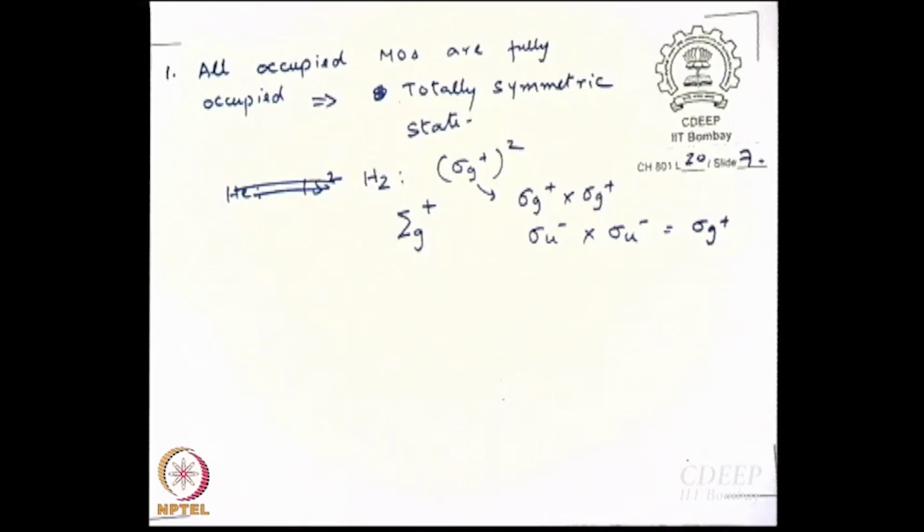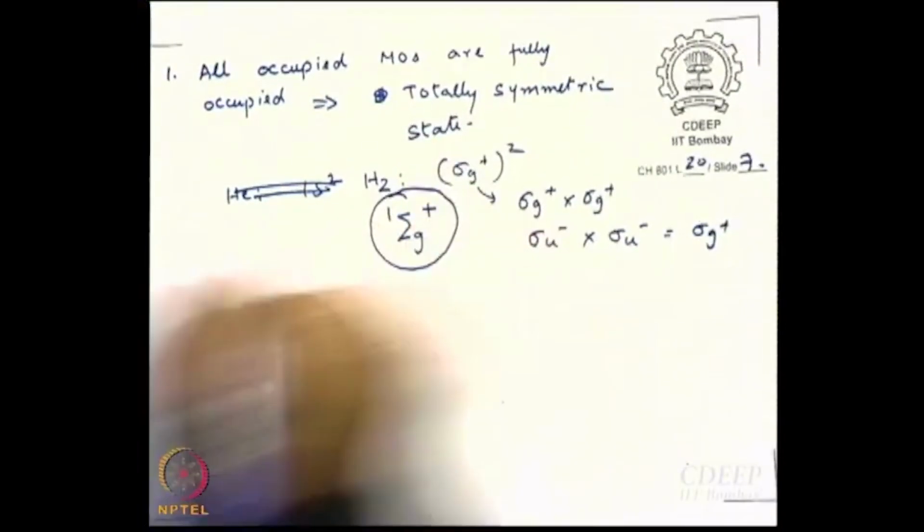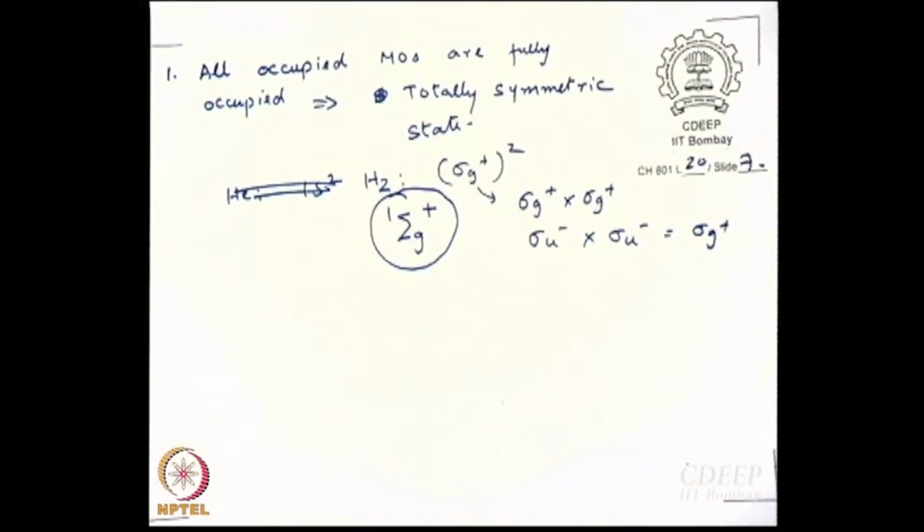What is the spin part here? If you think in very simple terms, spin has to be paired, plus and minus. So, capital S is equal to 0. So, 2S plus 1 equals 1. So, it is a singlet state. So, this is how I write it. How do I read it? Singlet sigma g plus. It is not read as 1 sigma g plus. Alright. Singlet sigma g plus.